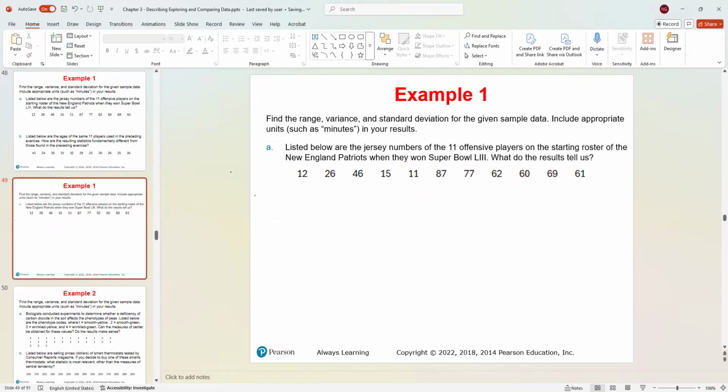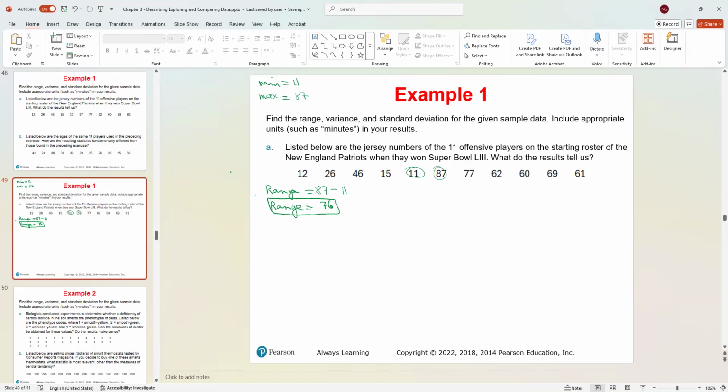Now, for the range, the only thing you need to do from this data set is to identify the smallest data value and the largest one. So we believe the smallest data in that data set is 11 and the largest is 87. So if you're looking for the range, it would be 87 minus 11, which is 76. The range is not a very good measure of variation because it doesn't take into account all the variance.